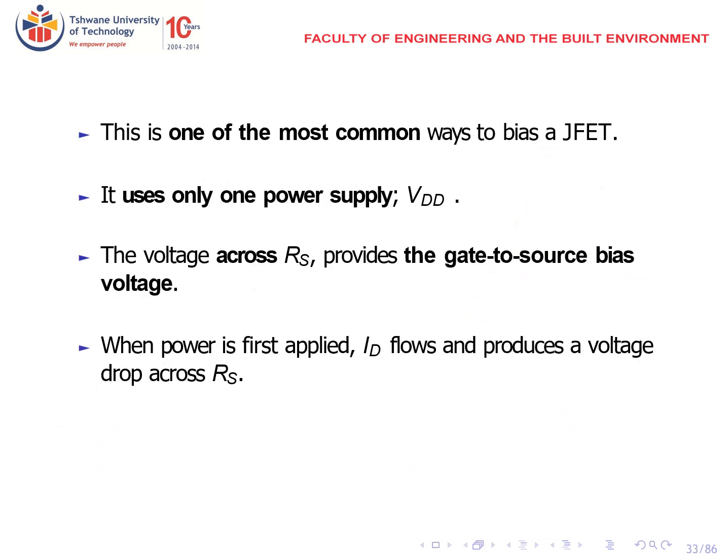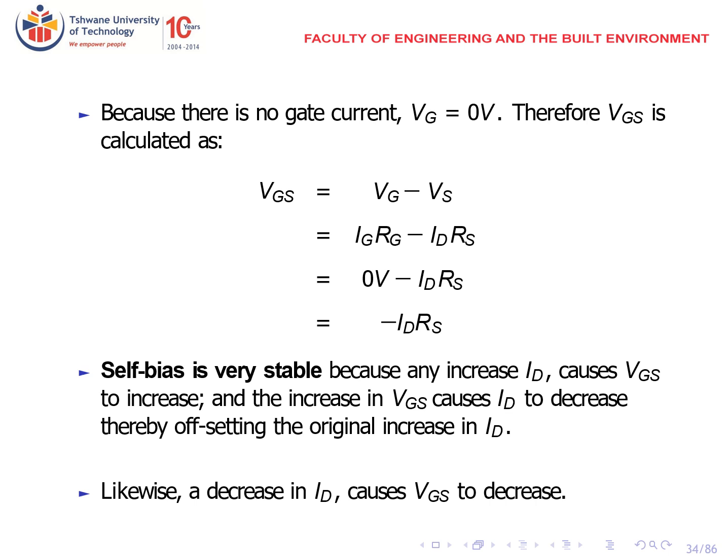This is one of the most common ways of biasing a JFET. It uses only one power supply. The voltage across RS provides the gate source biasing voltage. When the power is first applied, ID flows and produces a voltage drop across RS. Because there is no gate current, VG is equal to 0. Therefore, VGS is calculated as follows. VGS will be equal to VG minus VS.